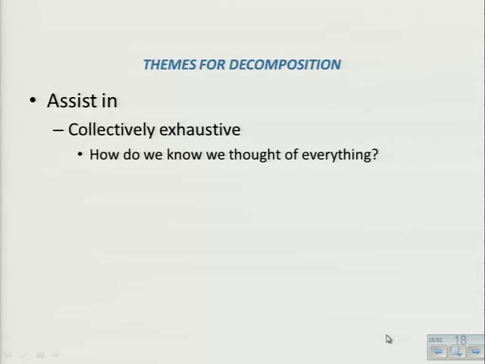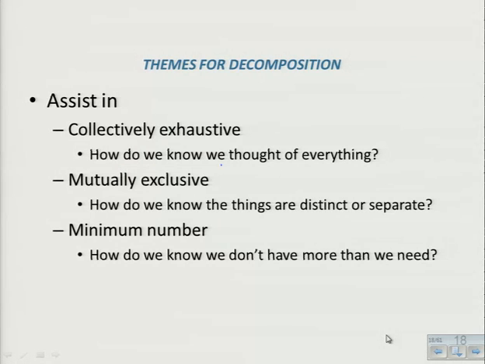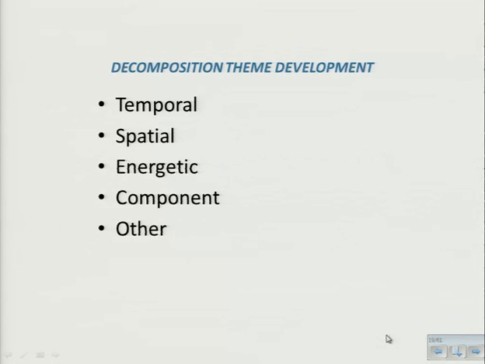All right, themes for decomposition. One of the questions we posed in the first lecture is, have you thought of everything? Did you figure out everything you needed? And then, how do you know that you thought of everything you needed to think about? That's a tough question, and your experience in a certain problem will help you to tell you if you know, but also figuring out the right theme, and we'll get back to that. Mutually exclusive. How do you know if things are distinct or separate? And minimum number. How do we know we don't have more than we need? So let's start taking a look at some of these things.